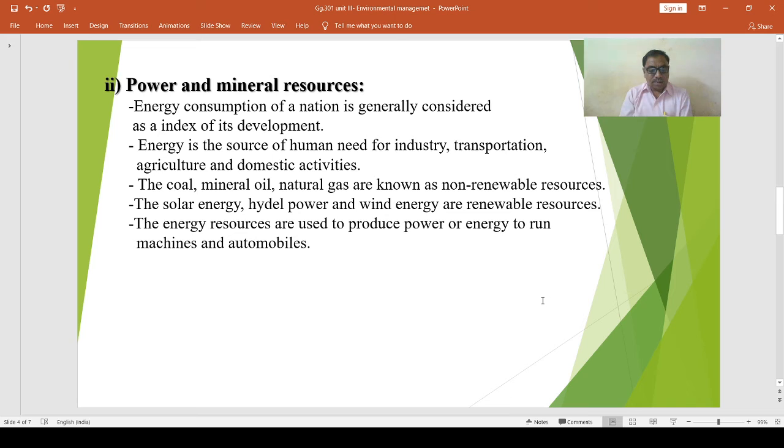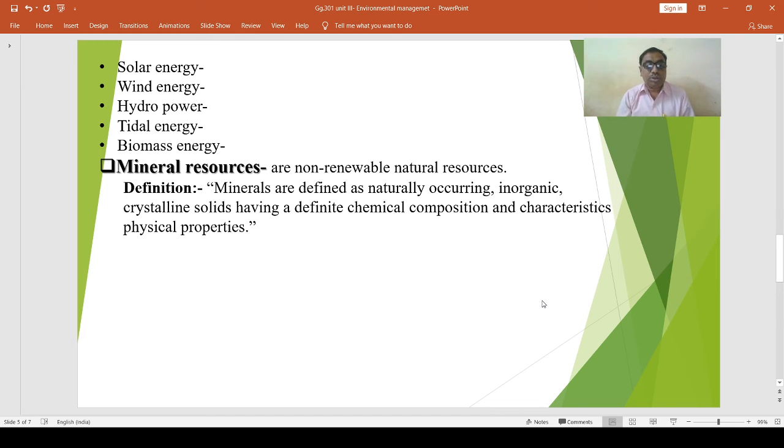Minerals are defined as naturally occurring inorganic crystalline solids having a definite chemical composition and characteristic physical properties. Minerals are used in many activities like agriculture, industrial, domestic, commercial, etc.